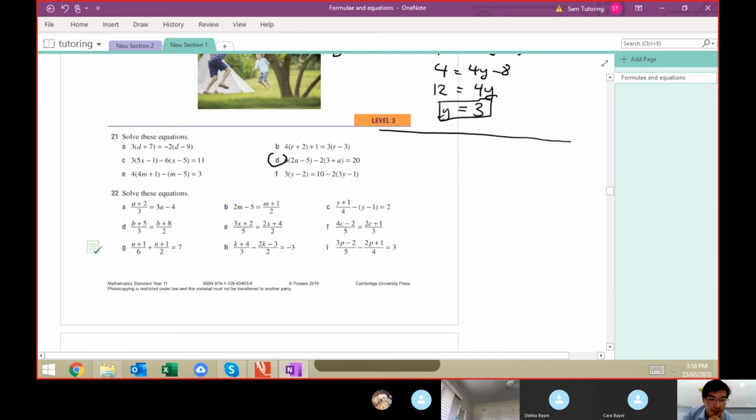How about careful expansions? Question D. 6, big bracket, 2a minus 5, close bracket, minus 2, open bracket, 3 plus a, close bracket, is equivalent to 20. This in itself is not that bad. You could just multiply everything carefully and you could still get it correct. You have to really watch out with the negative here. That's the problem. A lot of students really muck up with the negative.